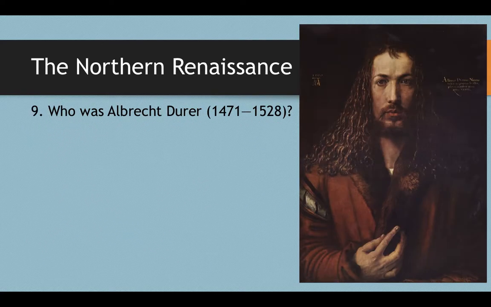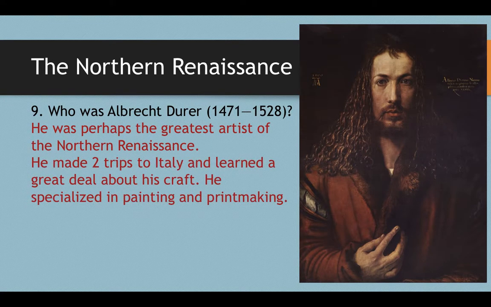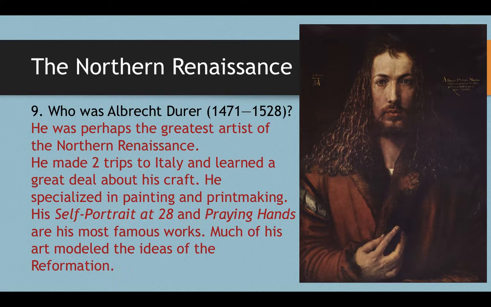Now, there were a lot of very good Northern Renaissance artists. You might not know their names like you know Da Vinci and Michelangelo, but one of the best artists of the Northern Renaissance, if not the best, was a guy named Albrecht Durer. In his life, he made 2 trips to Italy and just soaked up all the knowledge that he could. He learned a great deal about his craft, learned how to paint, how to make things look as realistic as possible, and he specialized in painting and also in printmaking, which is kind of like sketching.